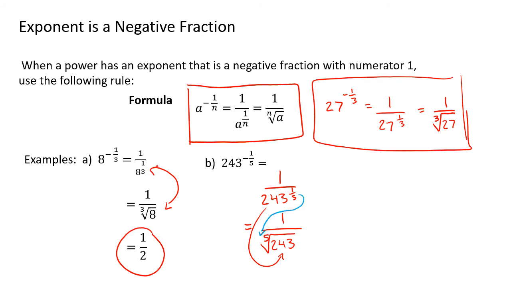Now in this case, I know what the fifth order root of 243 is. You could also do it using your calculator. That would give you 1 divided by 3.